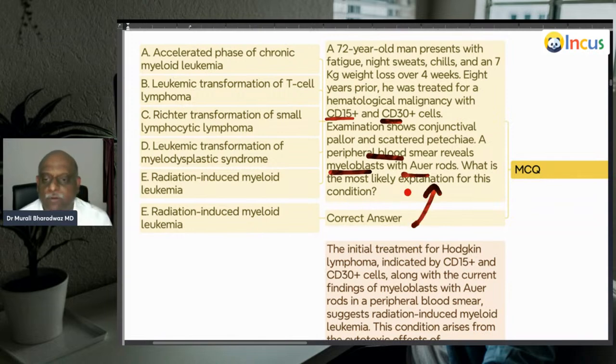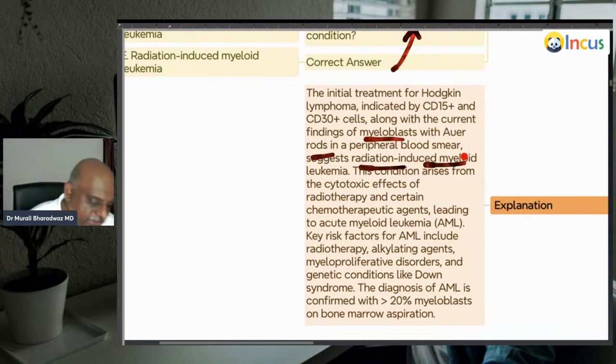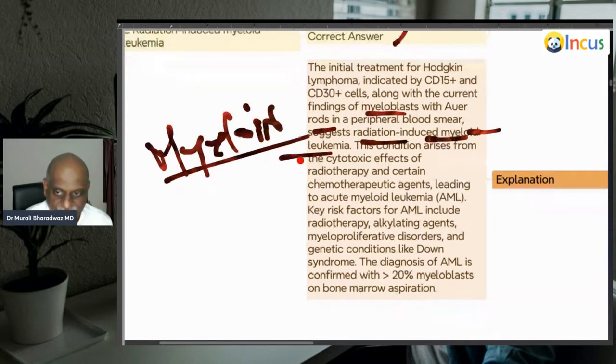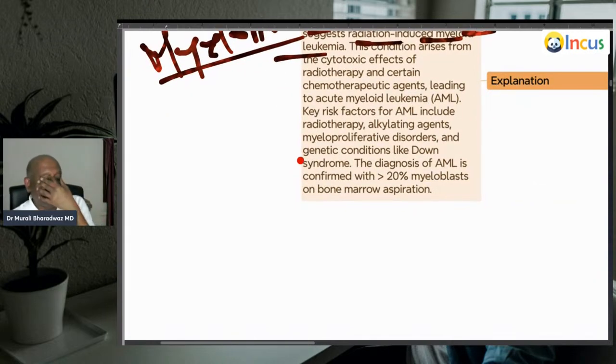What is the possibility? So, the initial treatment of Hodgkin's lymphoma indicated by CD15 plus CD30 plus, along with the present myeloblasts and Auer rods, suggests radiation-induced myeloid leukemia. Myeloid leukemia, which is radiation-induced. So radiotherapy, alkylating agents, Down syndrome, everything is a predisposing factor for myeloid leukemia.